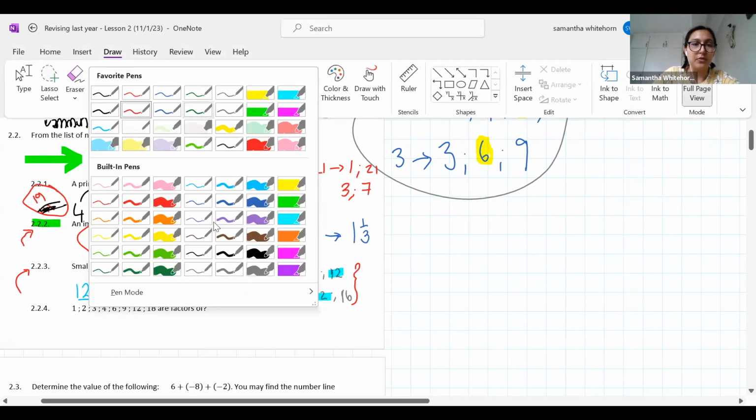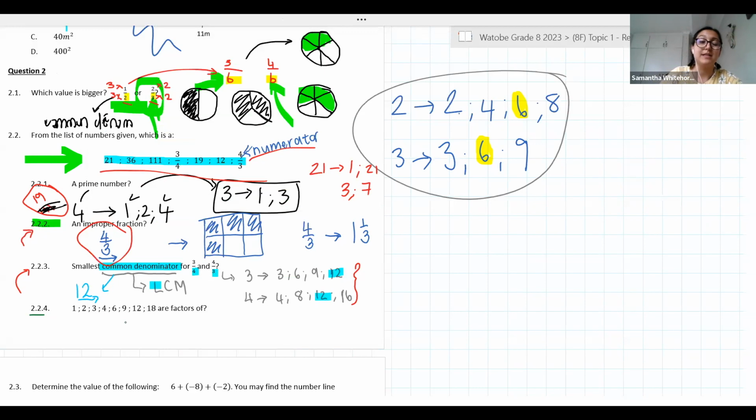So 2.2.4, oh golly, chaos, is giving us a list of numbers: 1, 2, 3, 4, 6, 9, 12, and 18. And they are asking us, what number are these factors of?